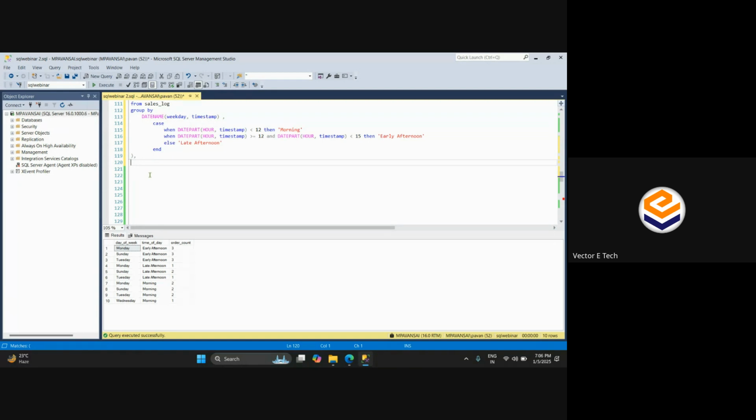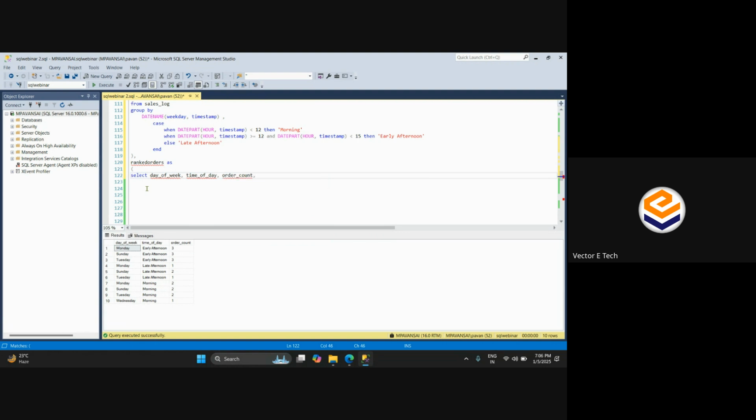Here what we can do is create another CTE. Let us call it ranked_orders. I'll open the parenthesis and use select. What do I need to select? Day of week, comma, the column time of day, and we should bring order count.